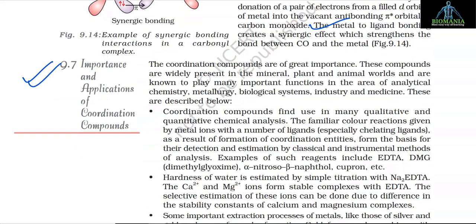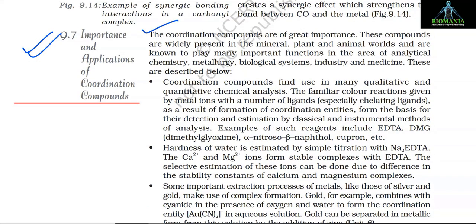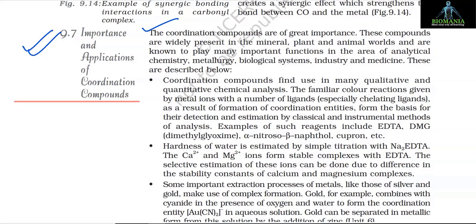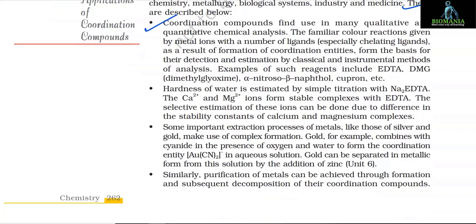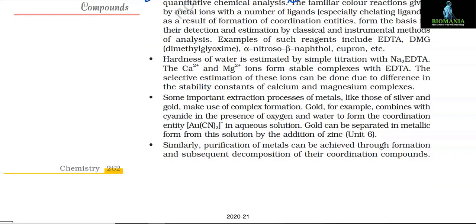9.7 Importance and applications of coordination compounds. The coordination compounds are of great importance. These compounds are widely present in the mineral, plant and animal worlds and are known to play many important functions in the area of analytical chemistry, metallurgy, biological systems, industry and medicines. These are described below. Coordination compounds find use in many quantitative and qualitative chemical analyses. The familiar color reactions given by metal ions with a number of ligands, especially chelating ligands, as a result of formation of coordination entities, form the basis for their detection and estimation by classical and instrumental methods of analysis.